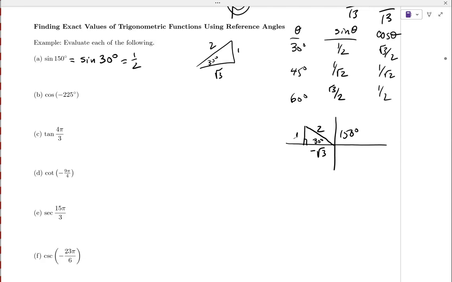If you were doing cosine instead, what would you say? I want a cosine of 150 degrees. That's going to be either plus or minus. That's the whole point of the reference triangles. It's either plus or minus cosine of 30. Is it going to be plus or minus in this case? Minus, because we're to the left of the y-axis, right? The x is negative. Yeah? Okay. So this will be -√3/2.